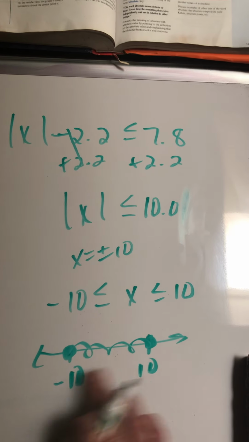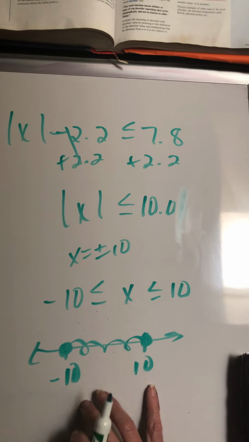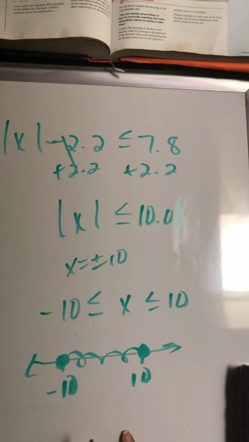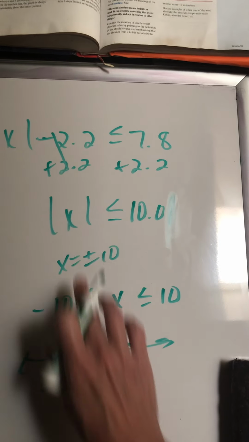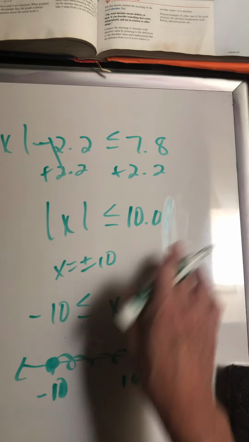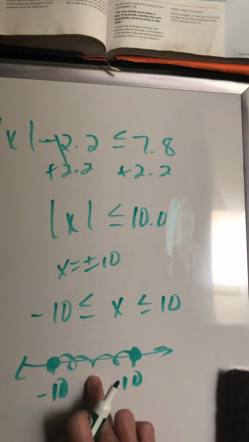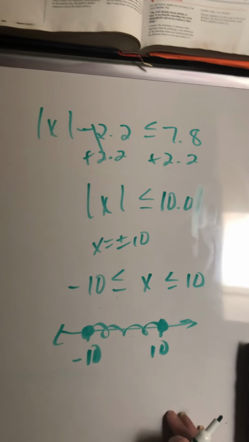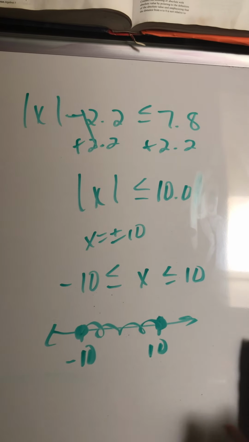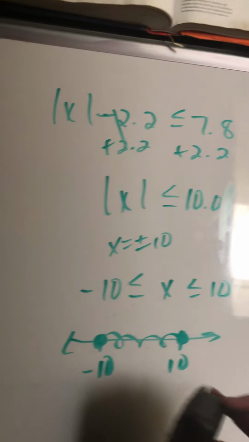So it's all the numbers in between -10 and 10, and actually -10 and 10 work because you got equal to bars. So if I plug in 0, it's going to make it true because absolute value of 0 is 0 and 0 is less than 10. If I plug in -2 that's in here, absolute value of -2 is 2, 2 is less than 10, so it works, okay? So that's an adding or subtracting.